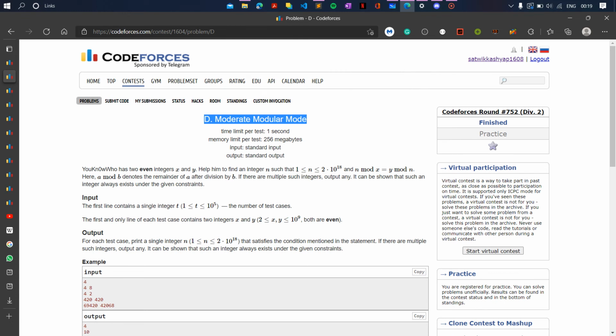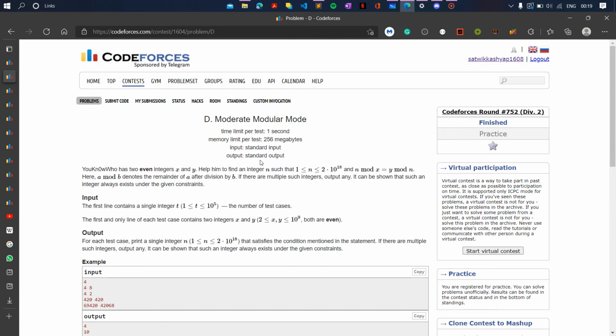You are given two even integers x and y. Help him to find an integer n such that n mod x equals y mod n. So in general, we have to find an integer n given x and y such that n mod x equals y mod n, where a mod b denotes the remainder of a after division by b, and x and y could be up to 10 to the power 9 and they both are even.